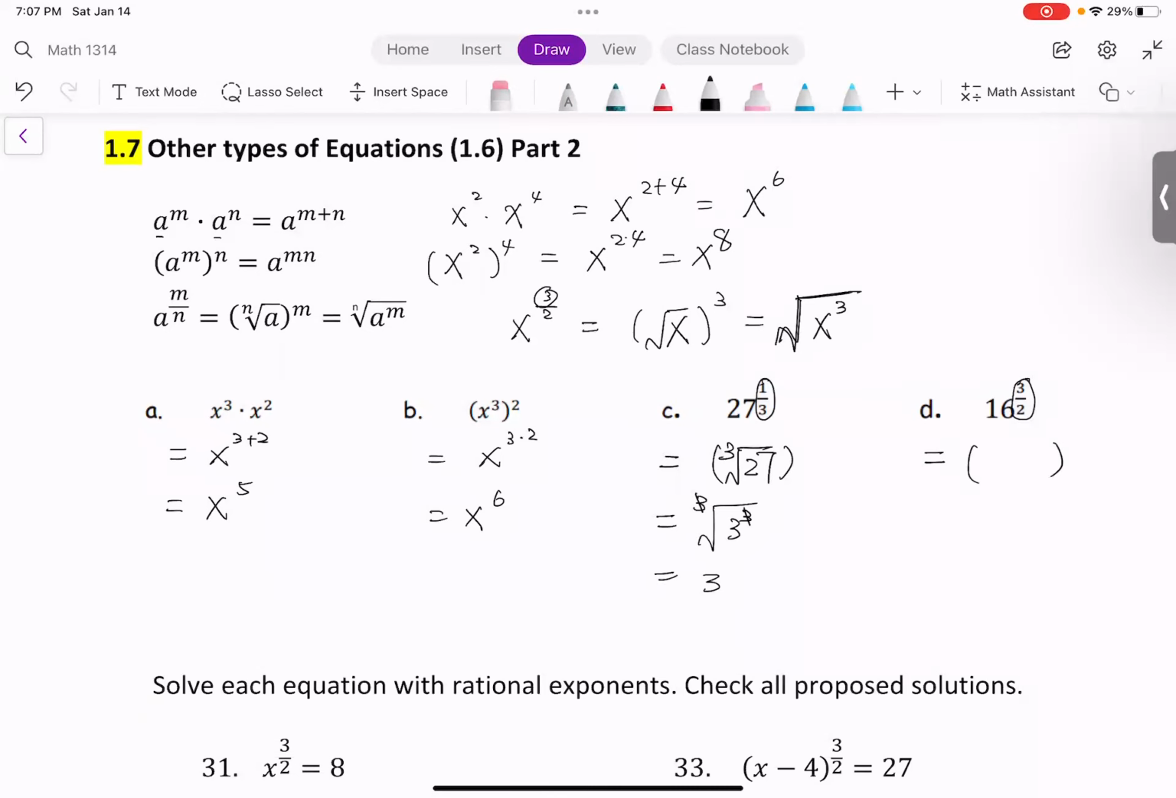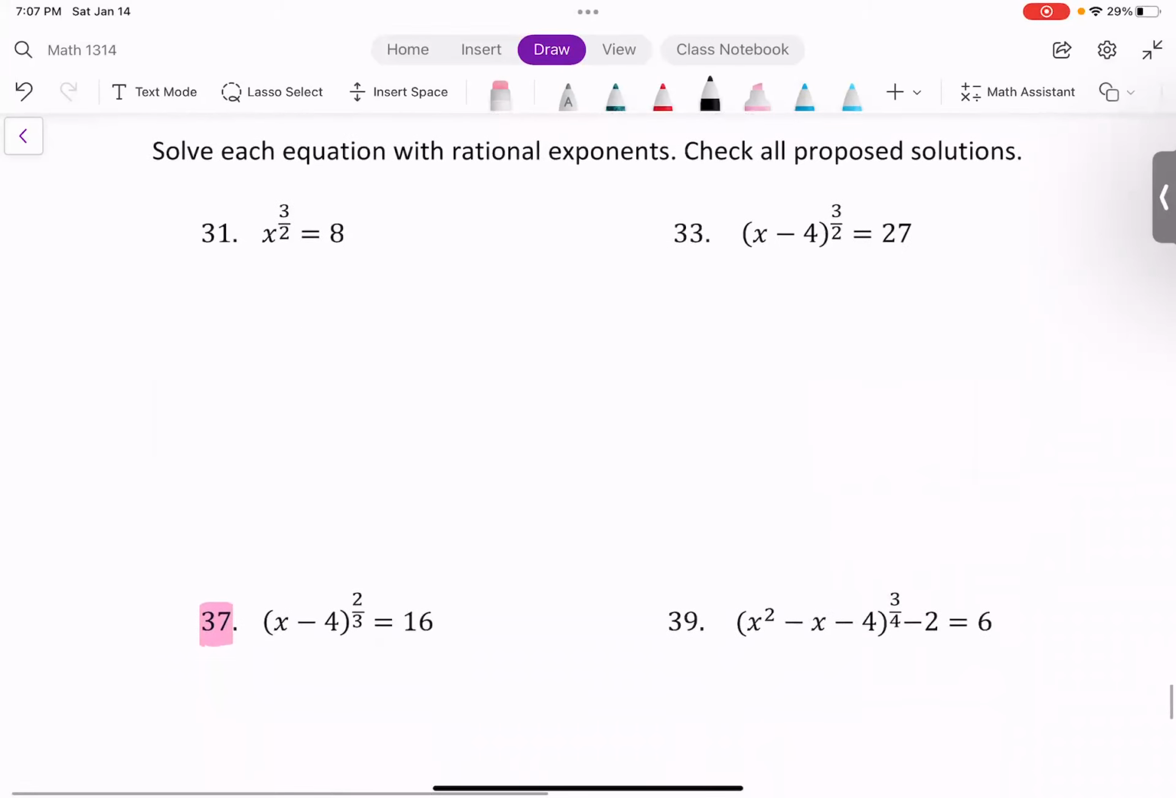Next one, we rewrite the power part. So 3 is the power, and then 2 is the root. So square root of 16. Square root of 16, that's 4. So 4 cubed, that is 4 times 4 times 4. That's 64.